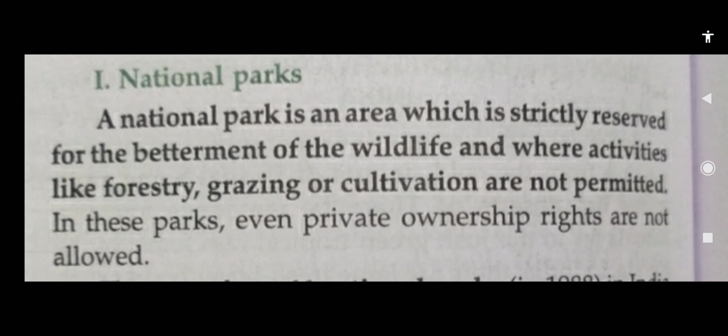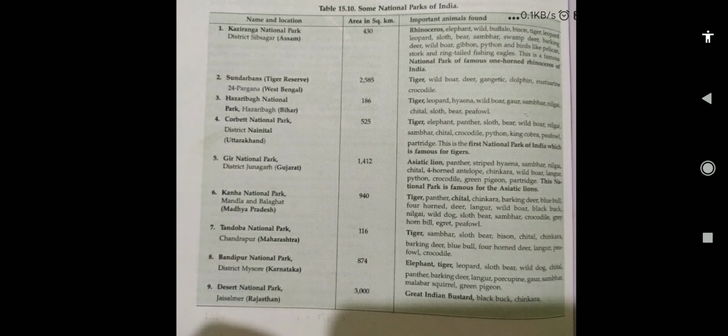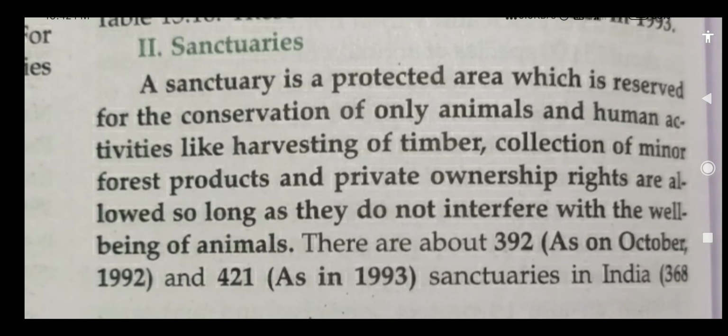Second is the national park. A national park is an area strictly reserved for the betterment of wildlife, where human activities like forestry, grazing, and cultivation are not permitted. In India, we have many national parks such as Kaziranga National Park, Corbett National Park, Gir National Park, and Kanha National Park. These are a few of the national parks in India.